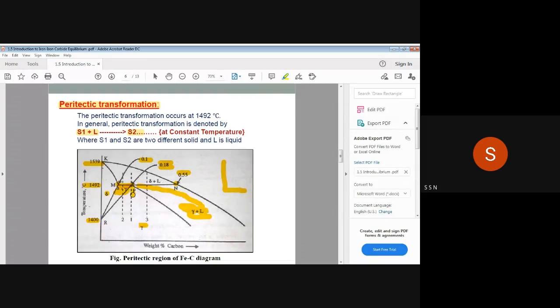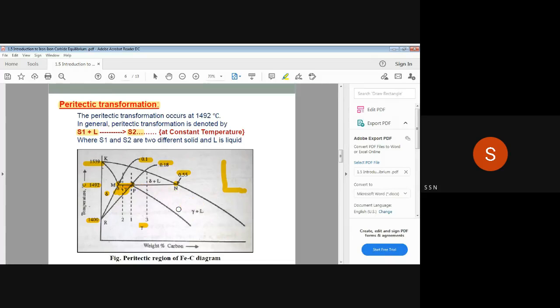it will completely transform into another one solid, that is gamma austenite, and that transformation we are calling a peritectic transformation. So understand, if the percentage of carbon is exactly 0.18, that will be a peritectic transformation. If the percentage of carbon is between 0.1 and 0.18, that will be hypo. Hypo means less and hyper means more. So easily you can understand this is a hypoperitectic transformation, and this is a hyperperitectic transformation. Now this is a peritectic transformation.